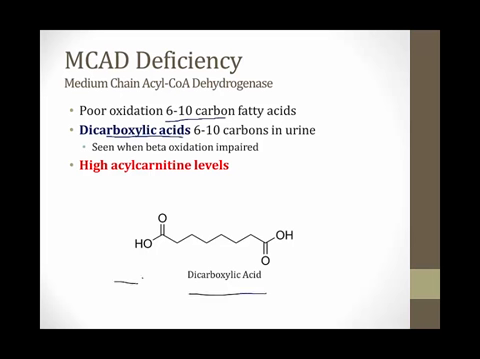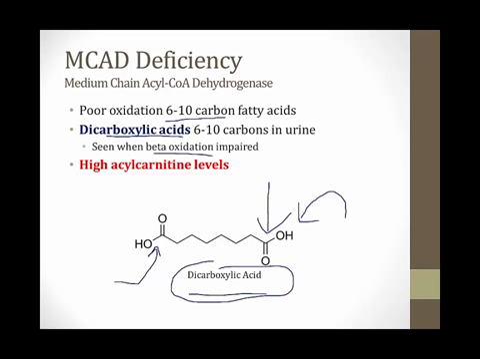Fatty acids normally have a carboxylic acid group at only one end. A dicarboxylic acid has a carboxylic acid group at the other end as well. The reason this happens is because anytime beta oxidation is impaired, an alternate metabolic pathway called omega oxidation will occur, and that leads to the addition of a carboxylic acid group to the other end of the hydrocarbon. The result is formation of dicarboxylic acids. These are a sign that beta oxidation is impaired.